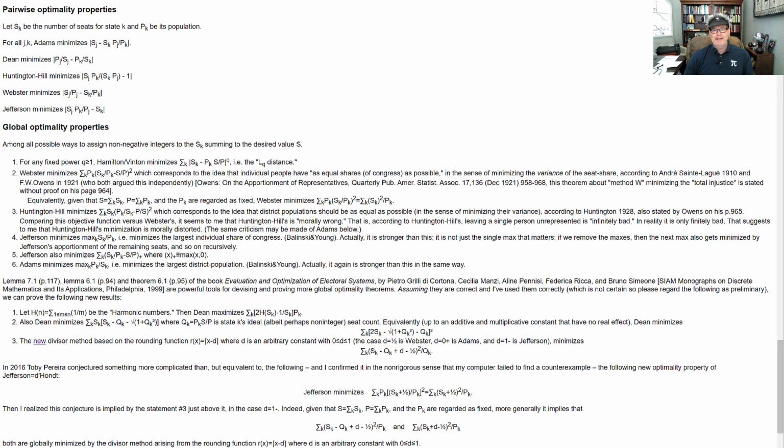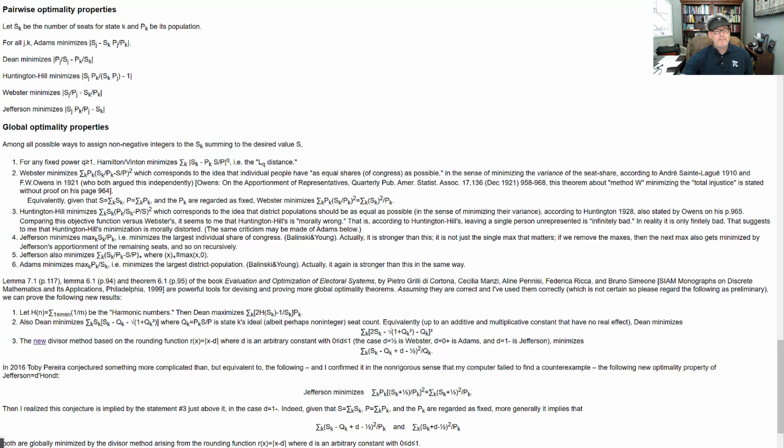Good day, everybody. Today we're going to look at the different optimization properties that different methods of apportionment give for a fixed country's population, and then you have the population for each state. You can apportion in different ways. Well, those methods of apportionment actually optimize different things, and so we're going to look at that.